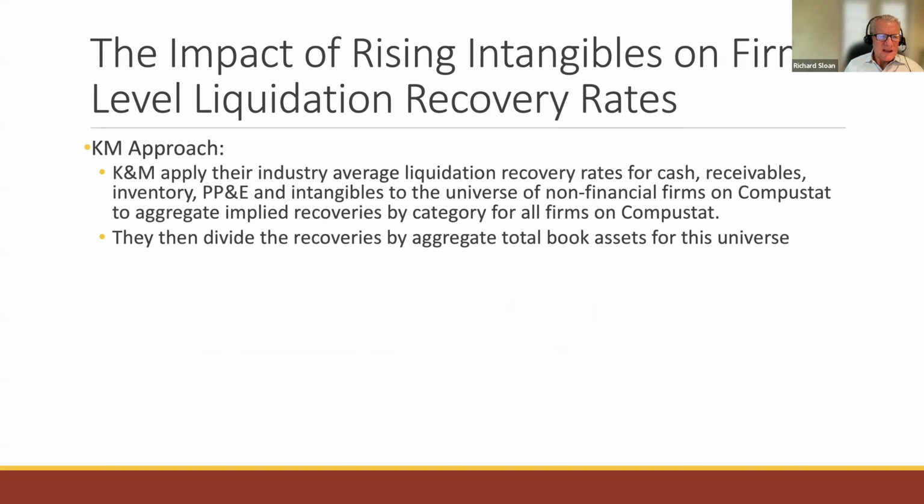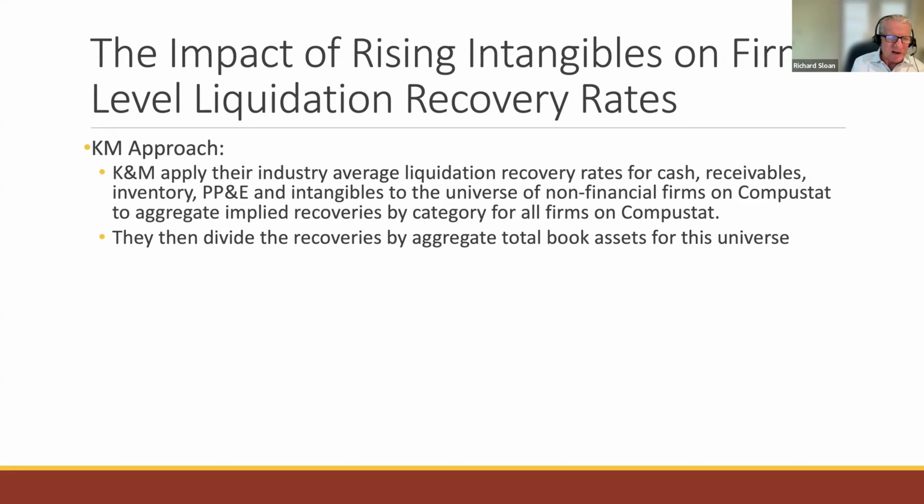Okay, so here's what they do, just so everyone's familiar. They've now got their recovery rates from their bankruptcy sample by industry. They're going to apply those recovery rates by industry to every firm on CompuStat. So they'll take the cash recovery rate, the PP&E, the inventory, the receivables, and go to the balance sheet, see what the balance is, and apply that recovery rate to that balance to estimate how much they'll recover. Then they'll divide that recovery by the total book assets and come up with the estimated recovery rate, and then see how that trends on average over time.